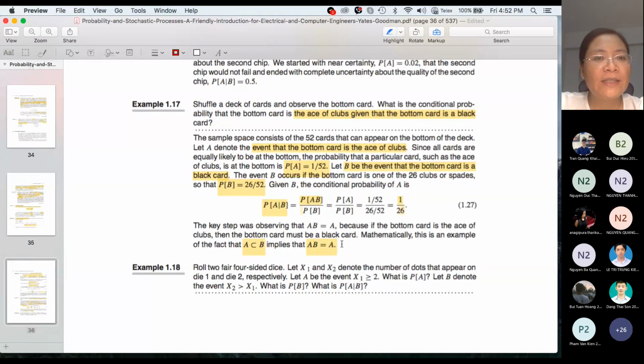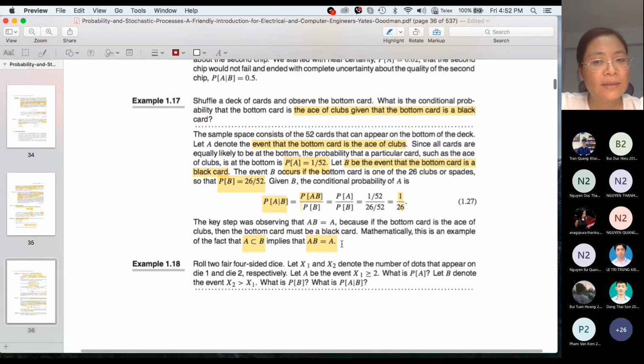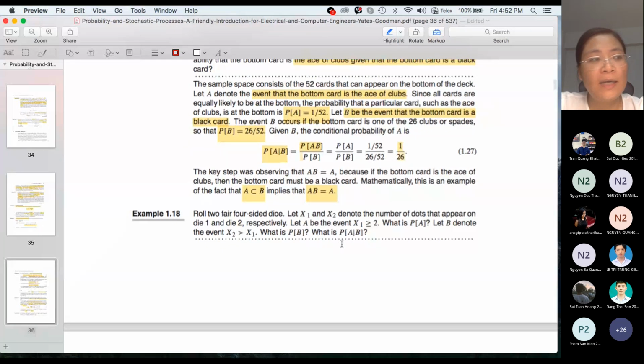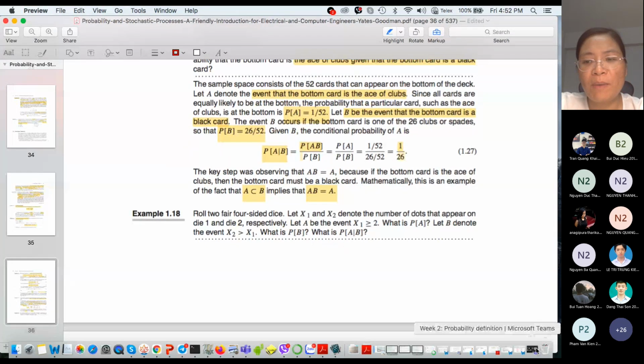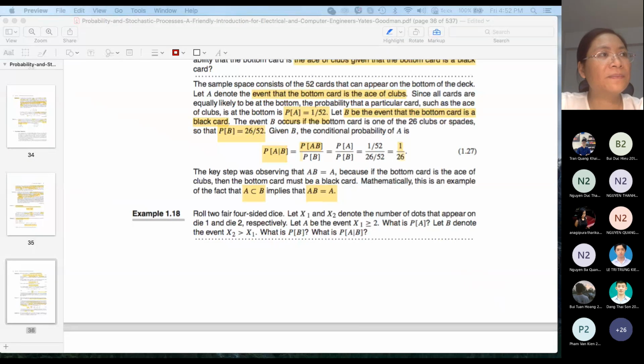Do you understand example 1.17? If yes, please write down U on the comment box, please. Okay, nice. Yeah, I received only one. 5 students. The others?